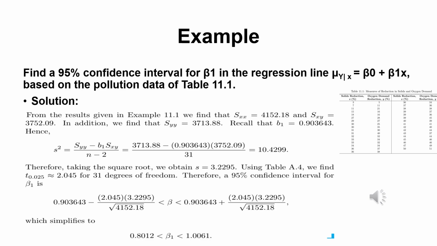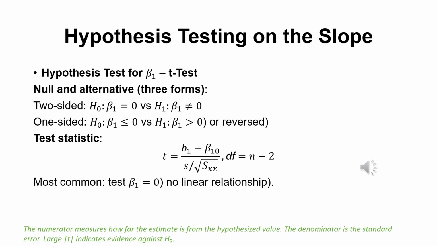We are 95% confident that the true slope lies between these values. Hypothesis testing on the slope. To test whether the slope is significantly different from 0, we use a t-test. The null hypothesis can be two-sided, beta_1 equals 0, or one-sided, beta_1 less than or equal to 0, or greater than or equal to 0.